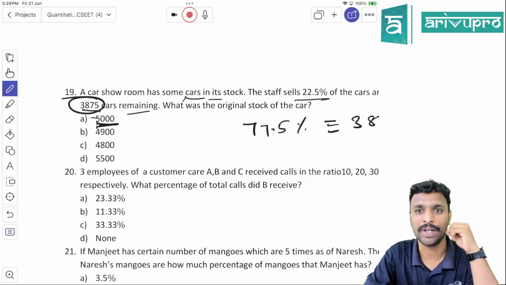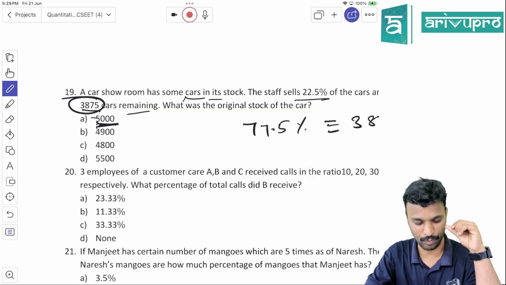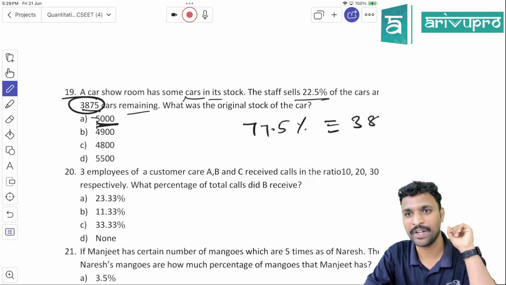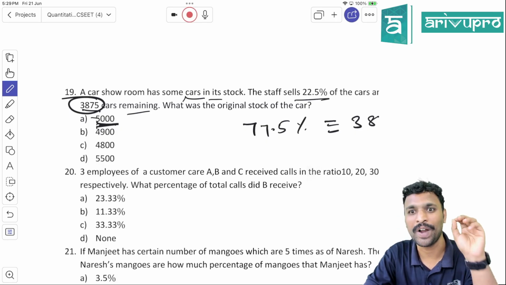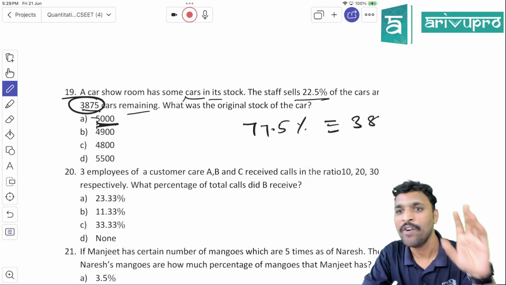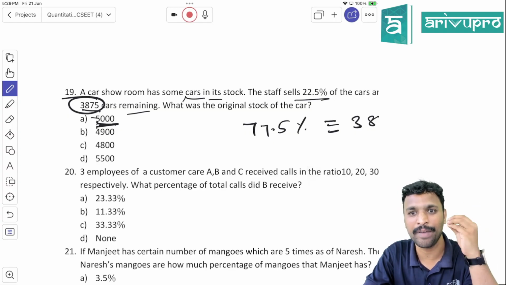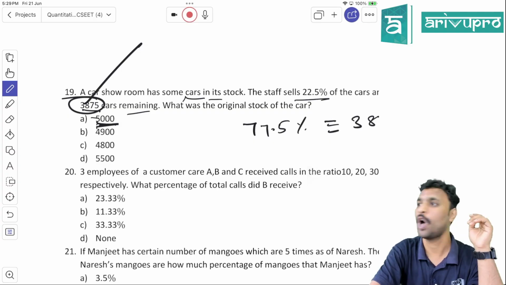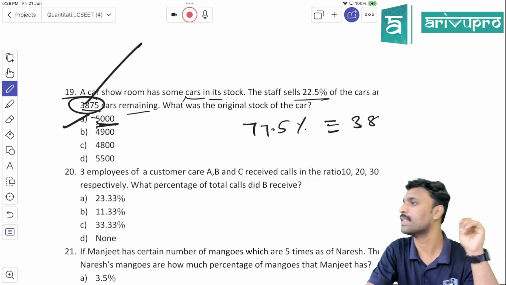Now 0.5%. What is 0.5% of 5,000? 1% of 5,000 is 50. 0.5% is 25. So 1,125 is being sold off. 5,000 minus 1,125, how much? 3,875. So option A is the correct answer.